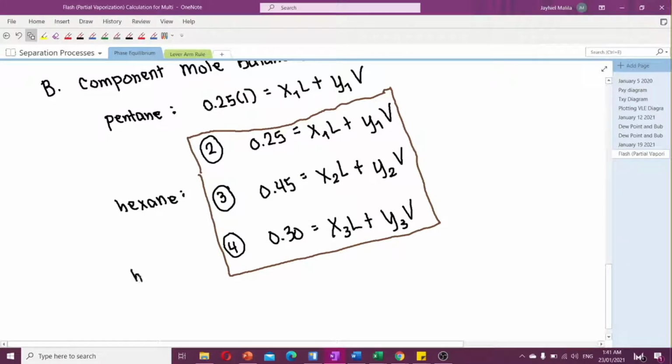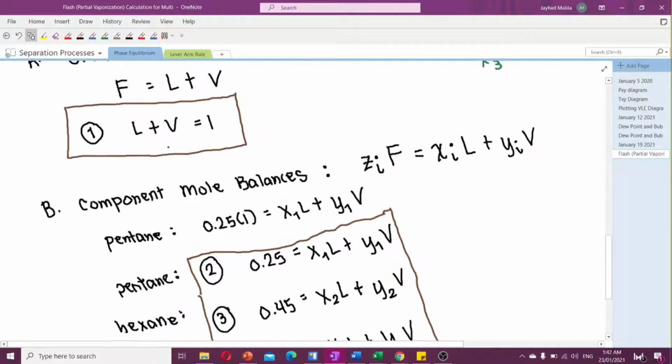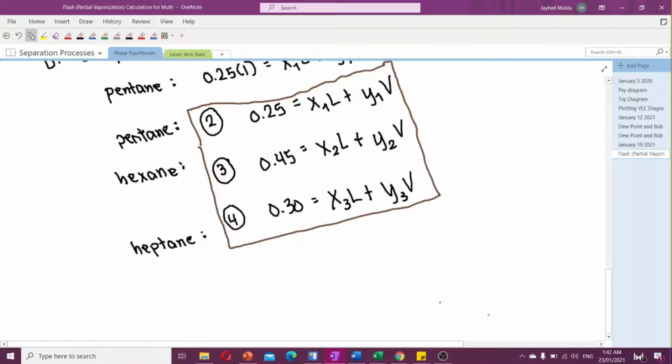Pentane, hexane and heptane. I'll just write pentane again to make it look uniform and organized. I think it's really skewed. Apologies for that.